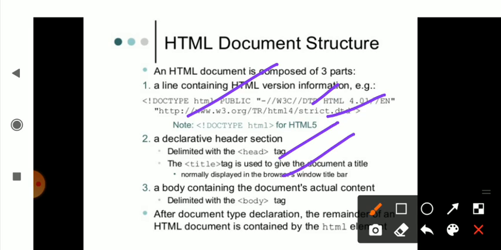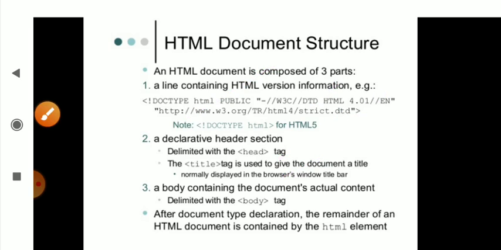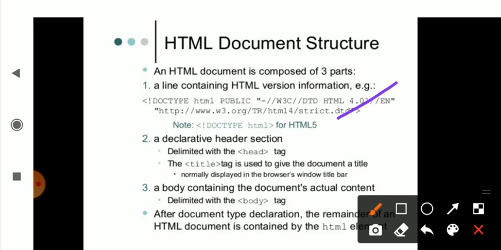So these are the parts present in the HTML document structure. In the beginning, you have the information related to the version you are using. Then you have the declarative section, the heading and title you want to add. And third, you have the body, the contents necessary within the document, which will be mentioned in the body part.